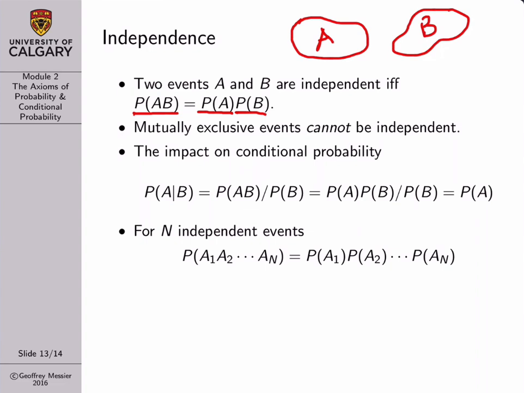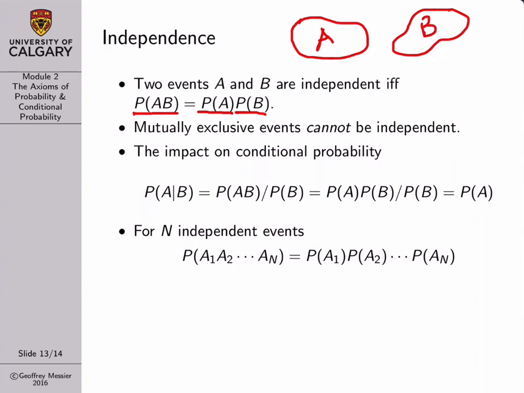Remember what mutual exclusivity means. It means that the two events cannot happen at the same time. So if A occurs, we know for sure that B cannot occur, right? So clearly those two events are coupled. Whether or not one happens has a huge influence over whether or not the second event happens. And that kind of connection means that those two events cannot be independent.